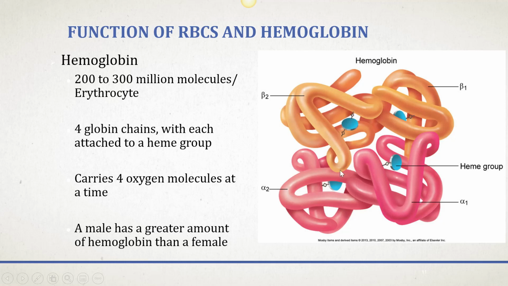Within each molecule of hemoglobin, there are 4 globin proteins, and in the center of each globin protein is a heme group. At the center of each heme group is an iron, and each iron can carry 1 molecule of oxygen. So we can carry 4 molecules of oxygen for 1 molecule of hemoglobin. A male has a greater amount of hemoglobin than a female, and we already talked about that.